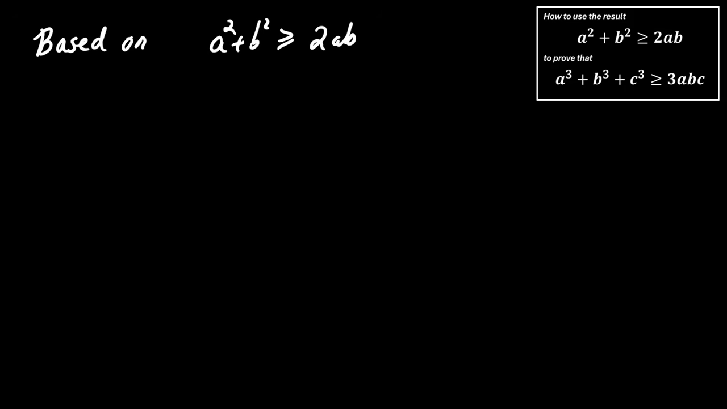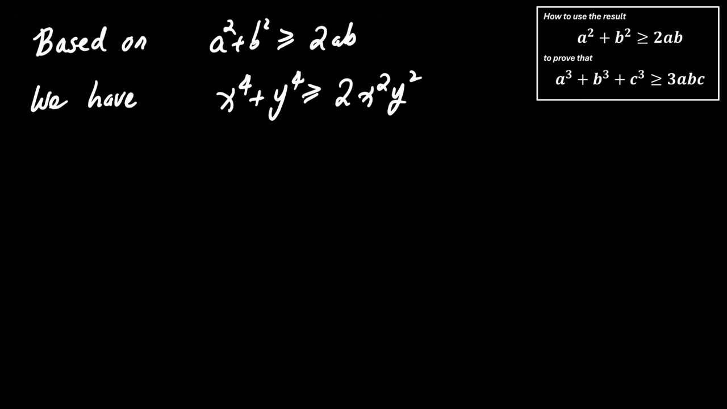a squared plus b squared is greater than or equal to 2ab. Now let's replace a with x squared and b with y squared. Then it becomes x to the power of 4 plus y to the power of 4 is greater than or equal to 2 times x squared y squared. Similarly, for another pair, u and v, we have u to the power of 4 plus v to the power of 4 is greater than or equal to 2 times u squared v squared.